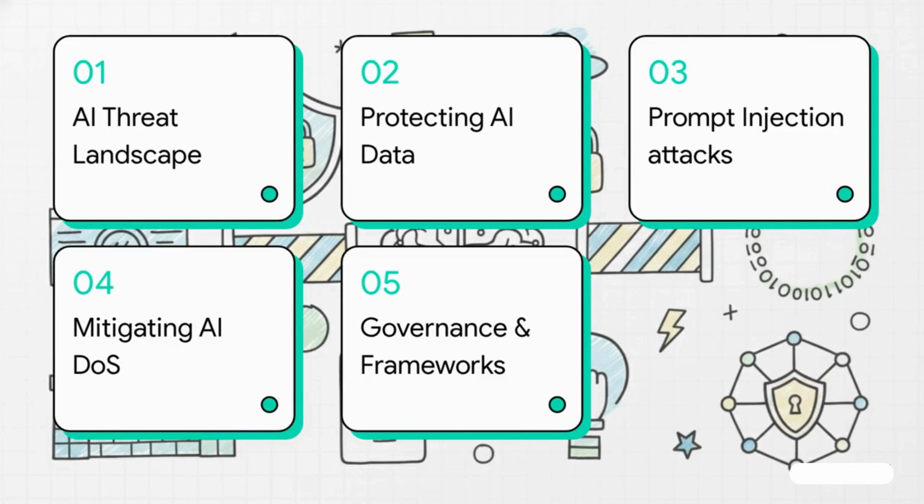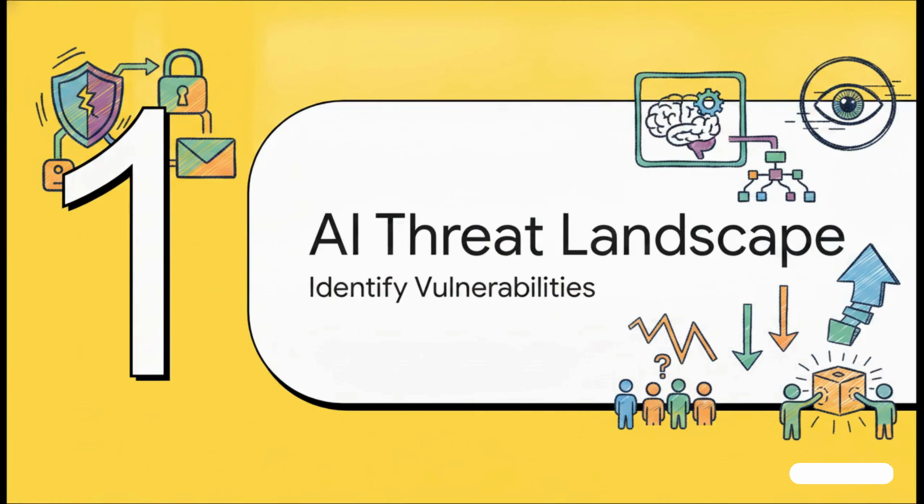Here's our roadmap for today. We're hitting the AI threat landscape, protecting sensitive AI data, defeating prompt injection attacks, mitigating AI denial of service, and finally, implementing governance and frameworks. Kicking things off with Section 1, the AI threat landscape, identifying the vulnerabilities.